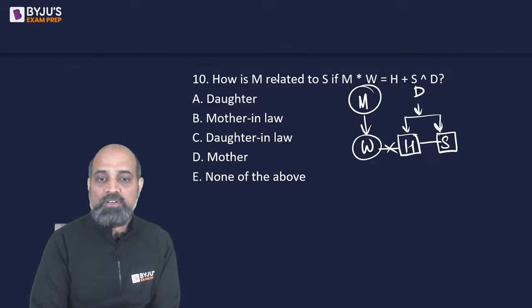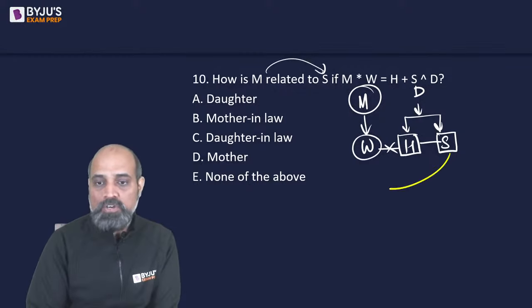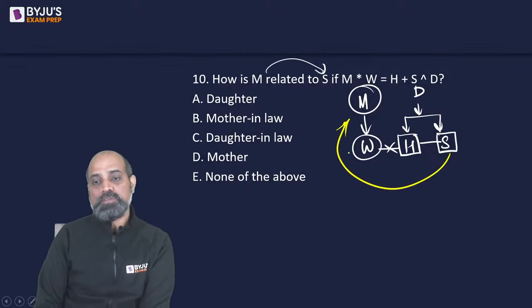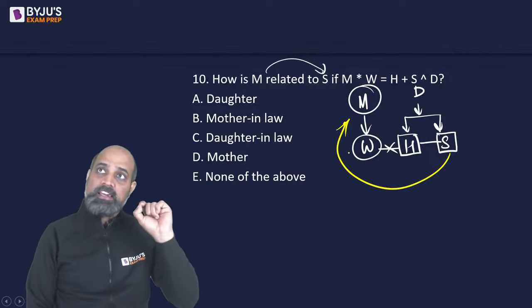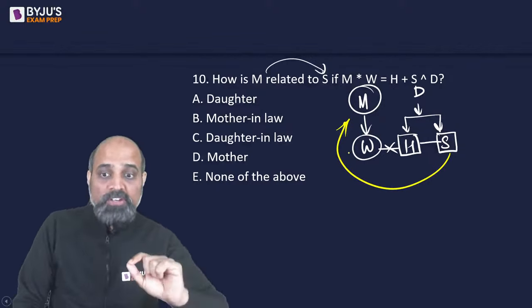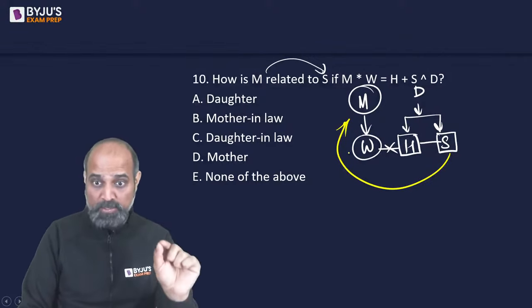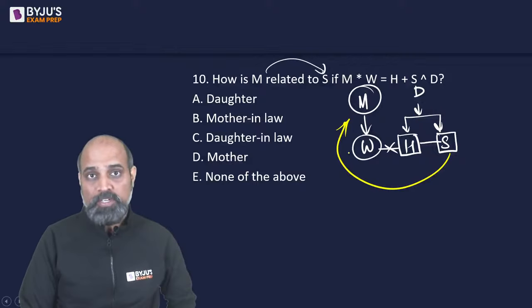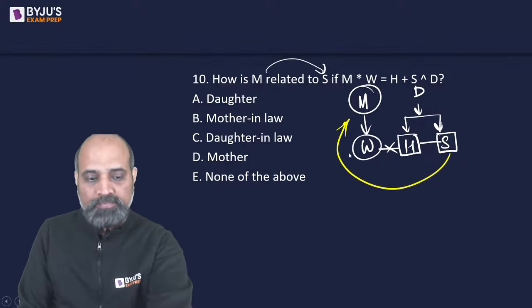So the question is, how is M related to S? As in, S is going to call M by which relationship? So this is more like S's sister-in-law, right? S's brother is H, H has a wife W, and M is the mother of W. So sister-in-law's mom. So what are you going to call her?